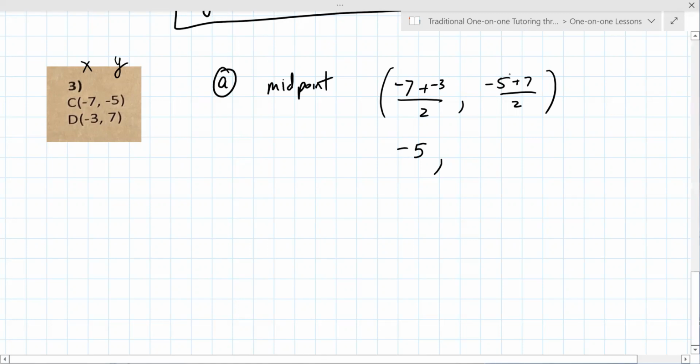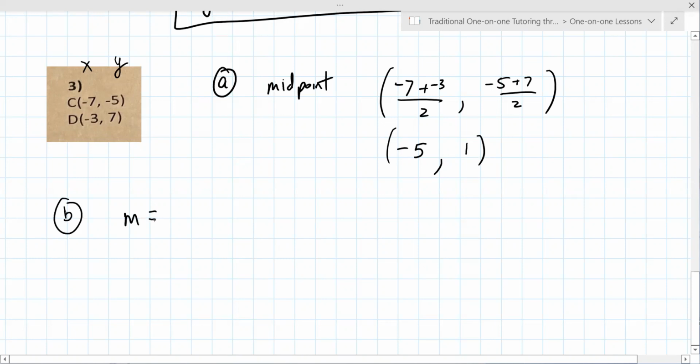The positive number is further from 0 than the negative number. So it's 2 in the numerator divided by 2. What is 2 divided by 2? 2 divided by 2. Yes. 1. Okay, good.